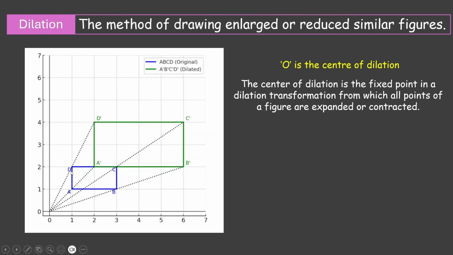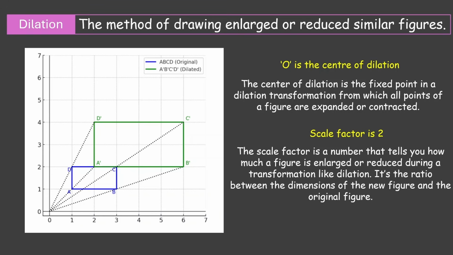Similarly, AD is 1 unit, but A dash D dash is 2 units. So the green colored enlarged rectangle is twice in size. Here we can say that the scale factor is 2. Scale factor is a number that tells you how much a figure is enlarged or reduced during a transformation like dilation. It is actually the ratio between the dimensions of the new figure and the original figure.